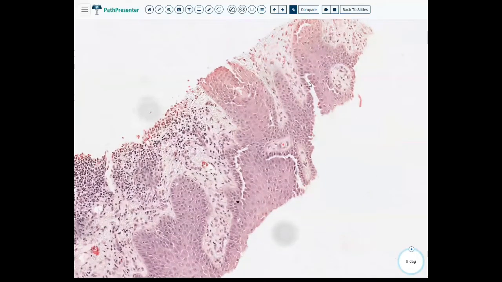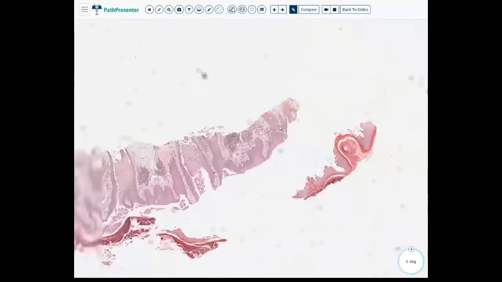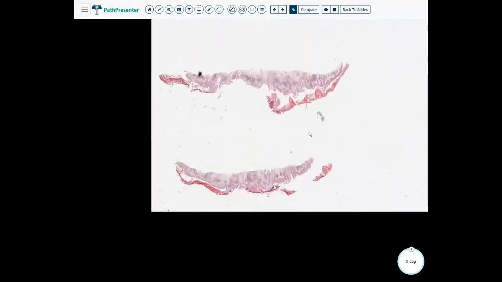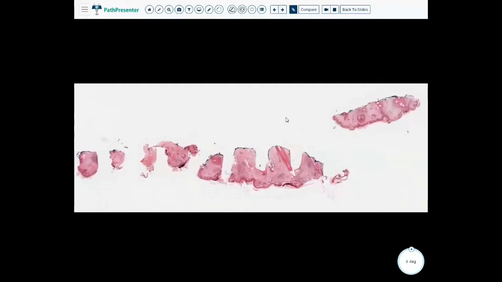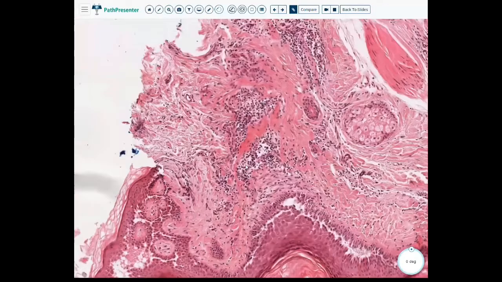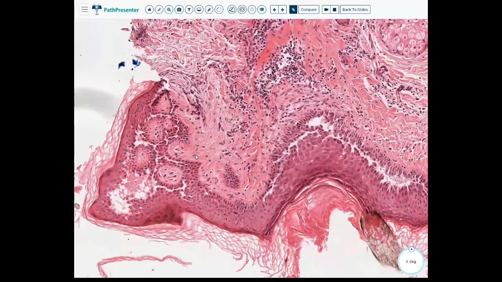So again, if we go to case 16, doesn't look like we have too much going on. This is the largest piece, so let's focus on this and see what we have. Oh, great, this is much better. So again, we have this tombstoning effect where we can see that even though this is tangential, here's your basal keratinocytes, and then we have liftoff of the rest of the epidermis. So again, the basal keratinocytes are intact and your superficial epidermis is lifted up.